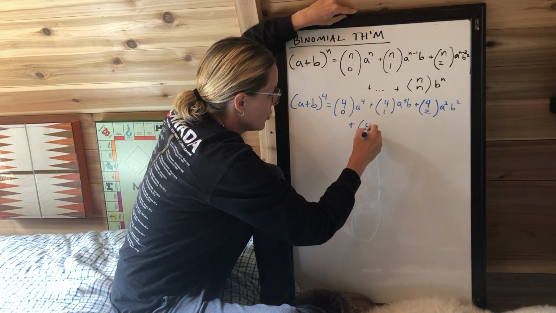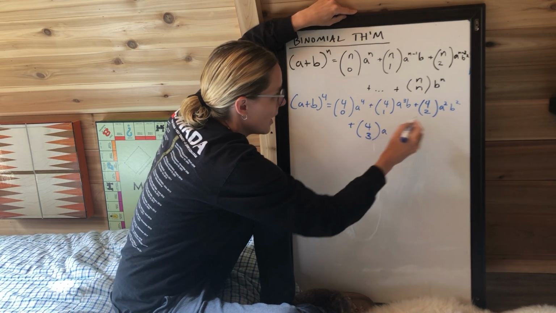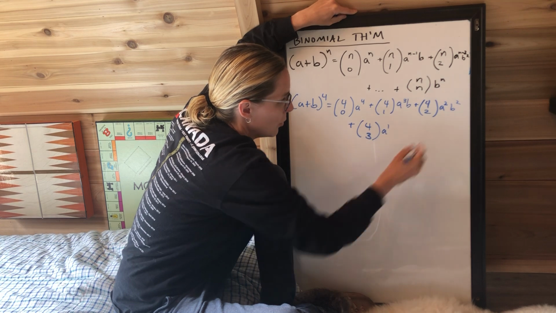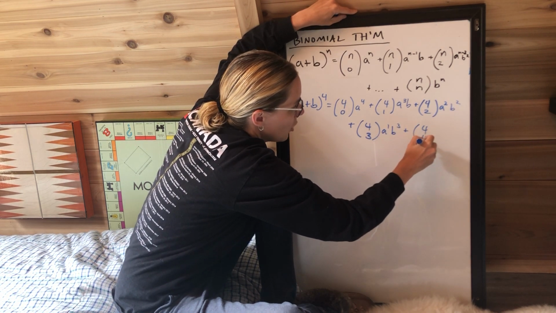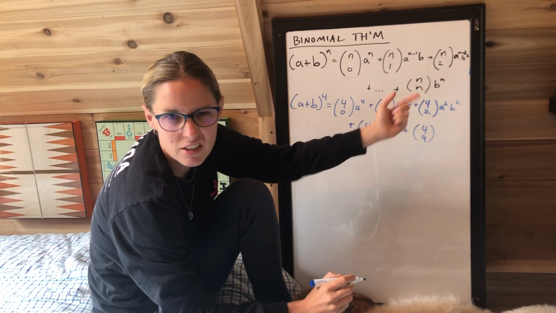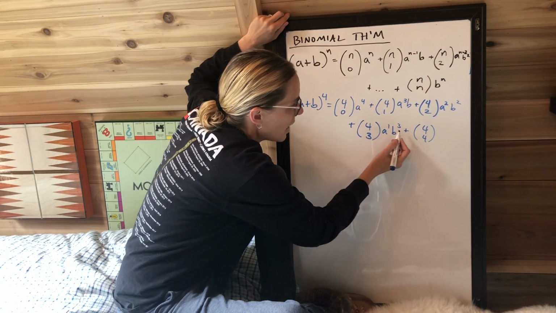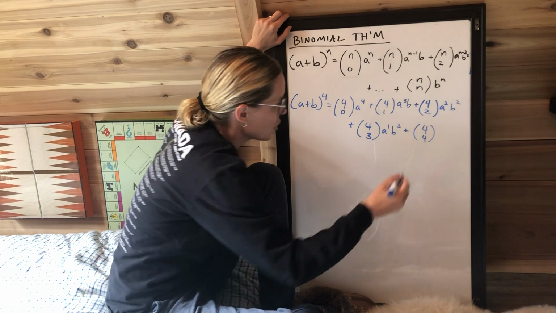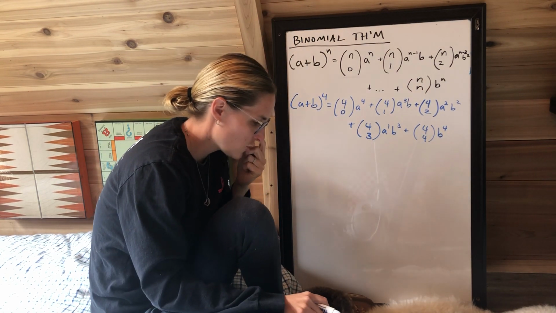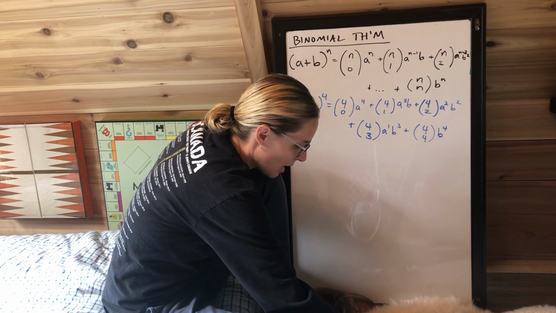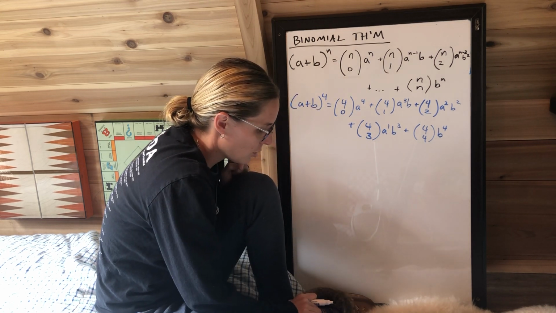You were at 4 choose 2, you get to 4 choose 3. A goes down by 1, it's now to the power of 1. B goes up by 1, b cubed. And then the last term is always when you choose yourself. So in this case, 4 choose 4. A goes down by 1, that's a to the 0. You don't need to show that. B goes up by 1. Okay, and that's generally kind of what's happening here in terms of what's going on.